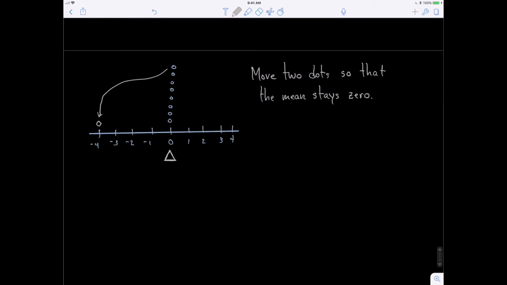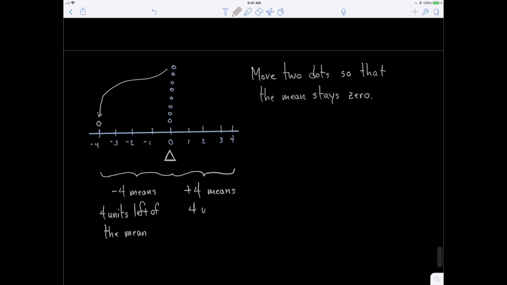Well, what I could do is this. I have -4, so right here, this is -4. Let's just write that out. It means 4 units left of the mean. So now what I need is I need a +4. To get a +4 means 4 units right of the mean.